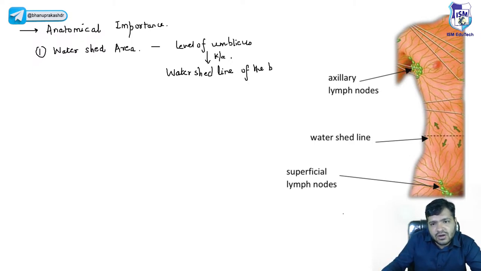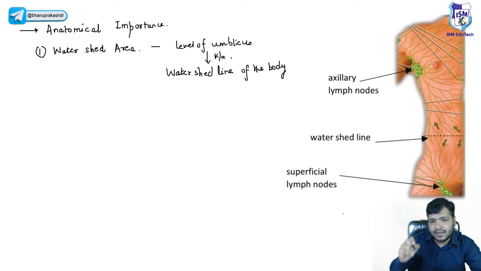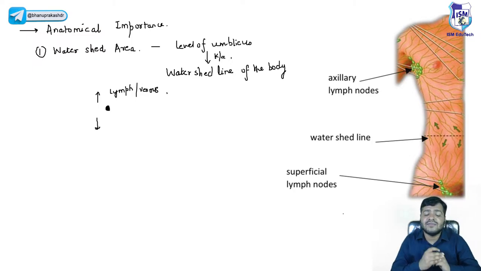Why is it called the watershed line of the body? Because it marks the direction of the venous and lymphatic drainage of the anterior abdominal wall. Meaning at this level, if this is the umbilicus, there is one part above the level of the umbilicus and one below the level of the umbilicus. When I say lymph and venous supply, the venous drainage and the lymph drainage.